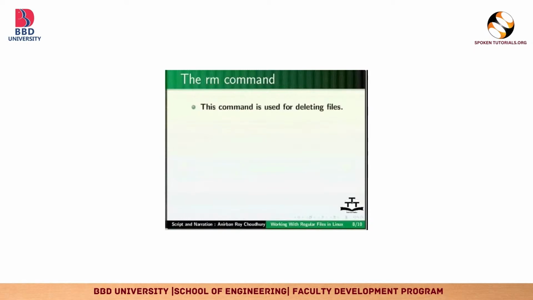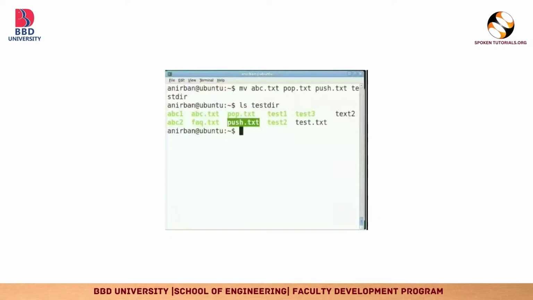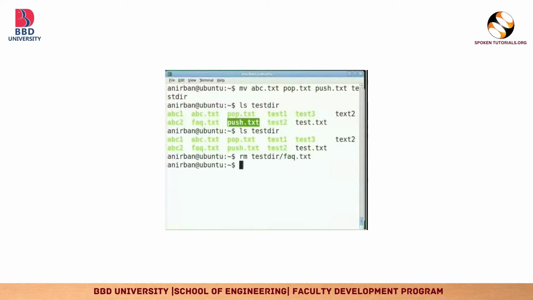Go back to the terminal and type ls testdir. We can see a file named faq.txt present. Say we want to delete it. For this we type rm space testdir/faq.txt and press enter. This command will remove the file faq.txt from the testdir directory.